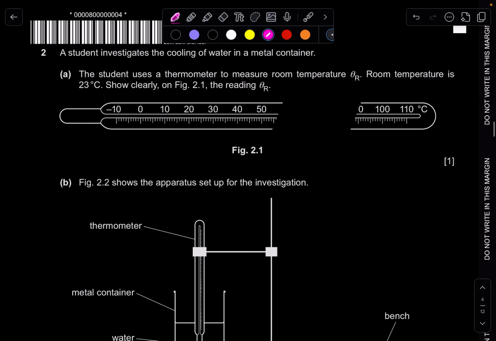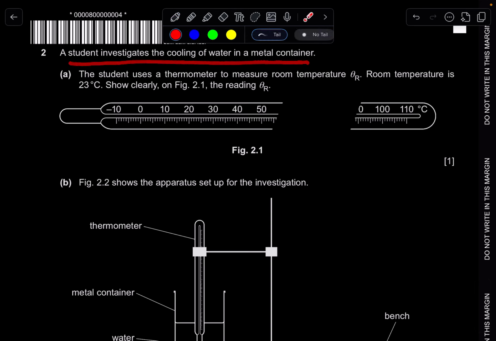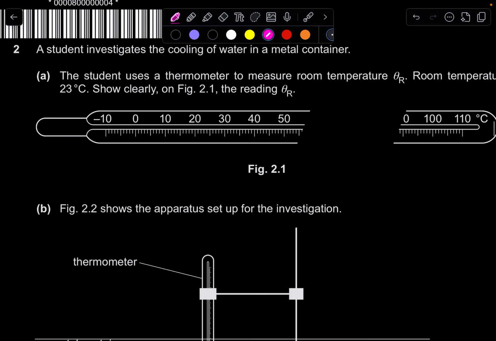Okay, let's move to question 2. A student investigates the cooling of water in a metal container. The student uses a thermometer to measure the room temperature. Room temperature is shown as 23 degrees. You have to show on the thermometer, show clearly on the figure the theta r. Okay, theta r is 23. So it will be, this is 20, 21, 22 and 23, right?